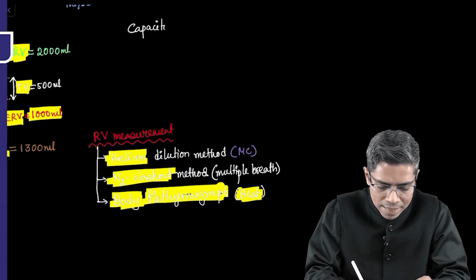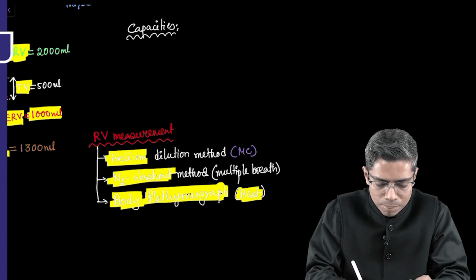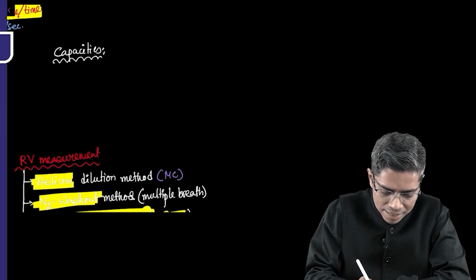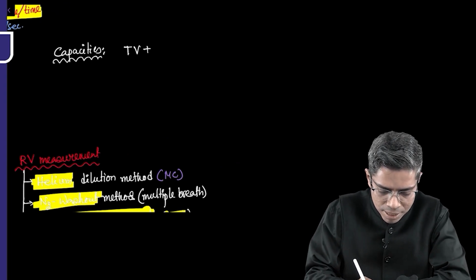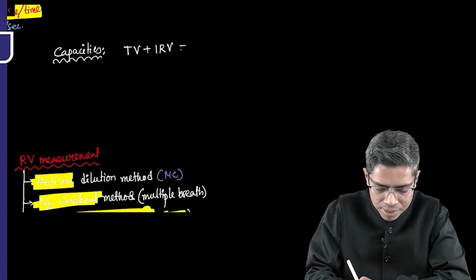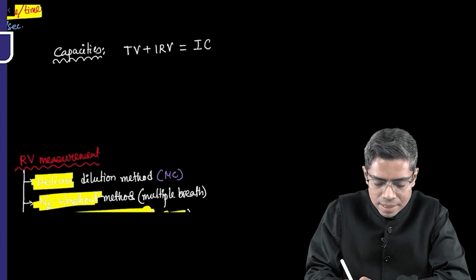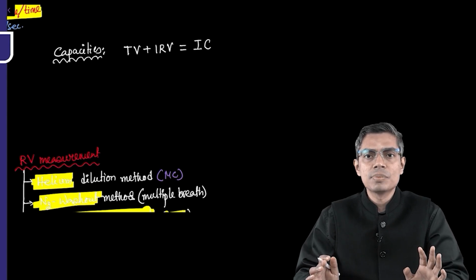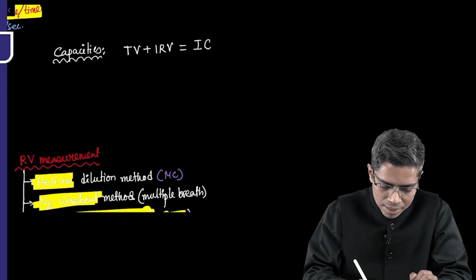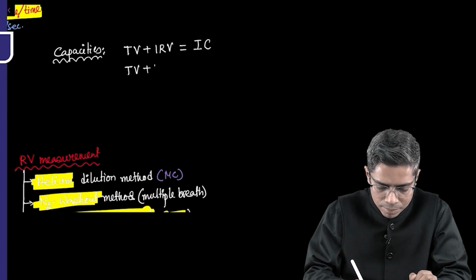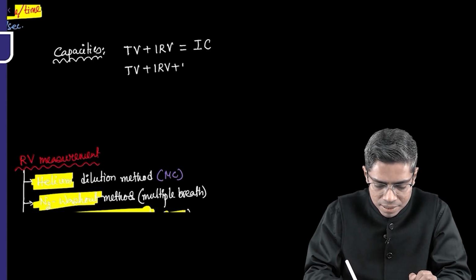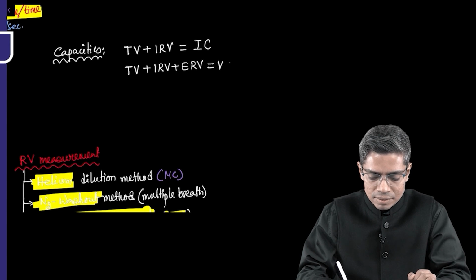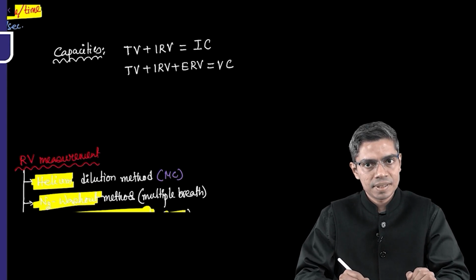Capacities are nothing but a combination of multiple lung volumes, right? All of you know that if you add up tidal volume plus inspiratory reserve volume, this is known as the inspiratory capacity of the lung. Simply add 500 plus 2000 ml, that will be your inspiratory capacity. Then if you add tidal volume plus IRV plus expiratory reserve volume, the combination of these three volumes is known as vital capacity or VC, right?